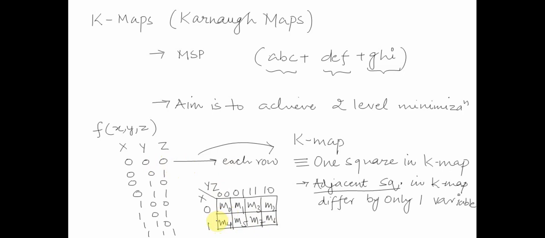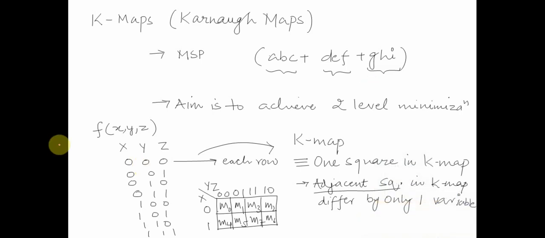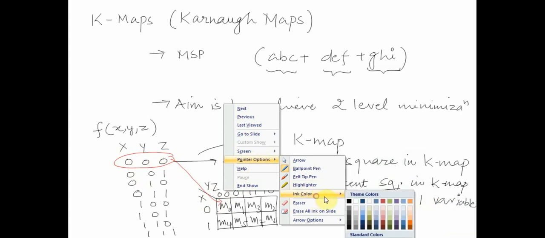I hope this one is clear. This part is something I want to spend some time on to ensure that you understand it correctly. So let's pick up a different color altogether. What we have done over here is we are mapping a truth table to a new kind of table which we are calling a K-map, and each entry in this truth table maps to a unique entry in the K-map.